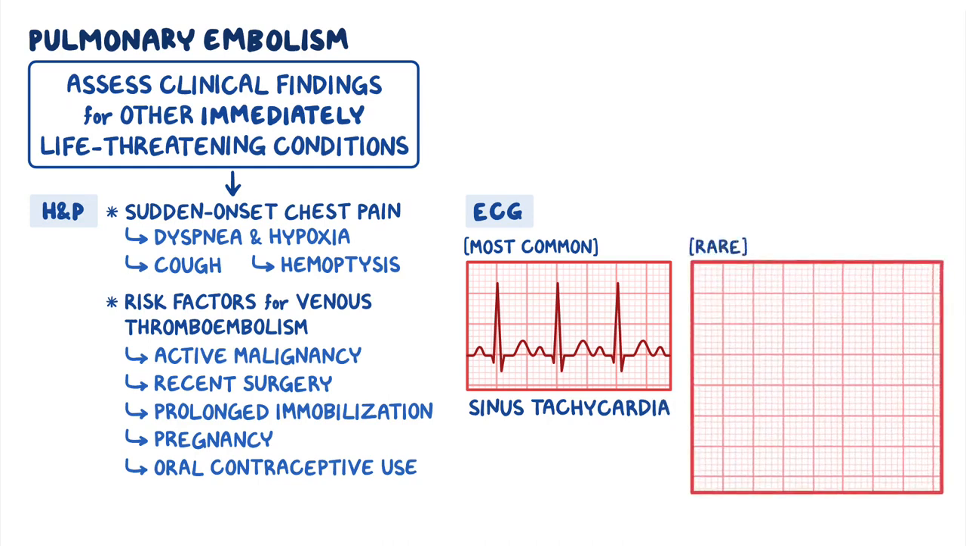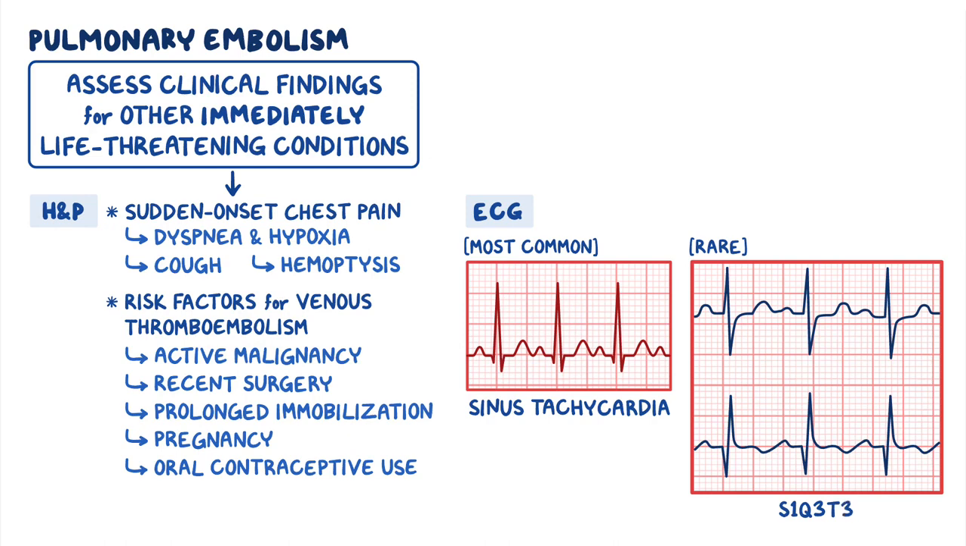A rare but specific ECG finding for PE is S1Q3T3, where there's a prominent S wave in lead 1, Q waves in lead 3, and inverted T waves in lead 3.